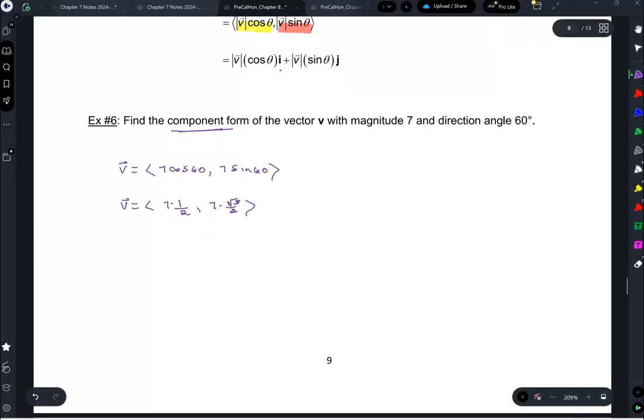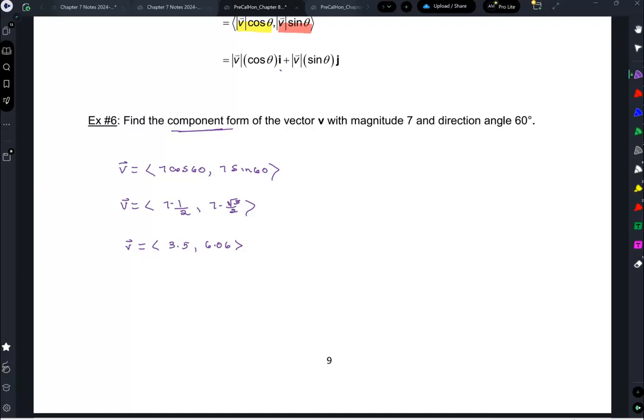Multiply 7 times a half. That would be no calculator. If it's on the non-calculator part, you can definitely say 7 over 2 and then 7 root 3 over 2. That is definitely an acceptable answer. But in decimal, this will be 3.5, and this is 6.06 something.